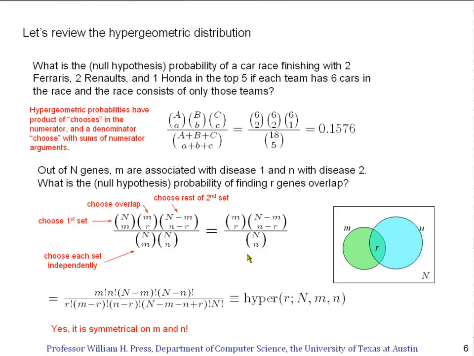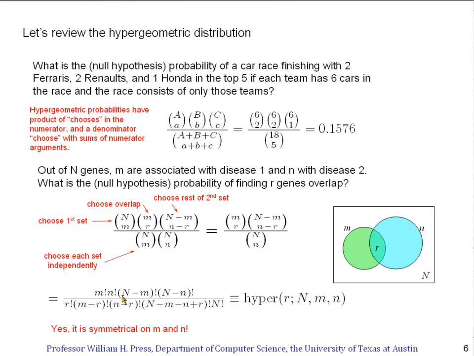Now written like this, it doesn't show that it's symmetric between little m and little n. It has to be because you can see this picture is symmetric. But if you write out all of these choose functions, these binomial coefficients, in factorials in the usual way, and then cancel various of the pieces, you can see that this is the formula for the hypergeometric probability distribution, and it is symmetric in little m and little n.